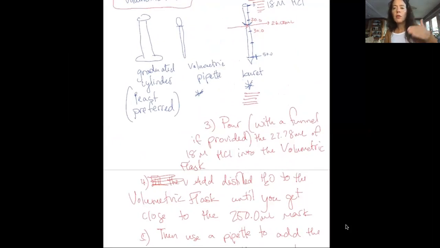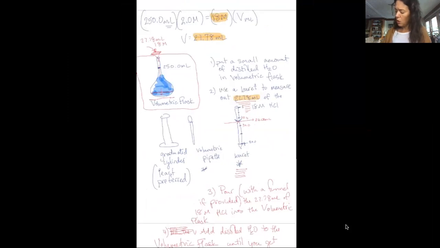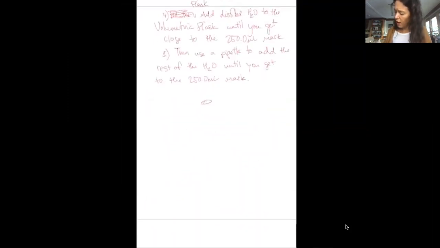It's important that we use a volumetric flask. It's important that we put some of our solvent in there first. We then use the most accurate device we can to measure out our particular volume of solute that we need. We then add that to the water that's in the volumetric flask. What you do not then do, right? So at this point, we've got our flask with some water in it, and we just added our acid to it. And here's our mark.